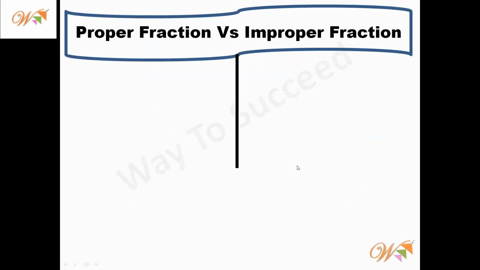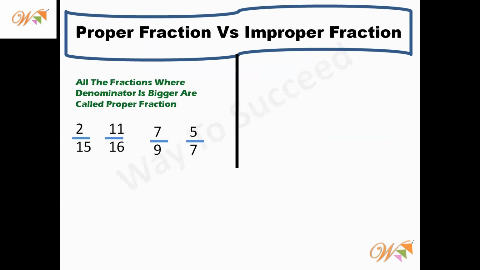Fractions can be either proper fractions or they can be improper fractions. Now what do we mean by proper and improper? All the fractions where the denominator is bigger are called proper fractions because they make sense. So if I say I take 2 out of 15, it is making sense, right? I can take 2 out of 15. So all the fractions where the denominator is bigger and the numerator is smaller, we call them proper fractions.